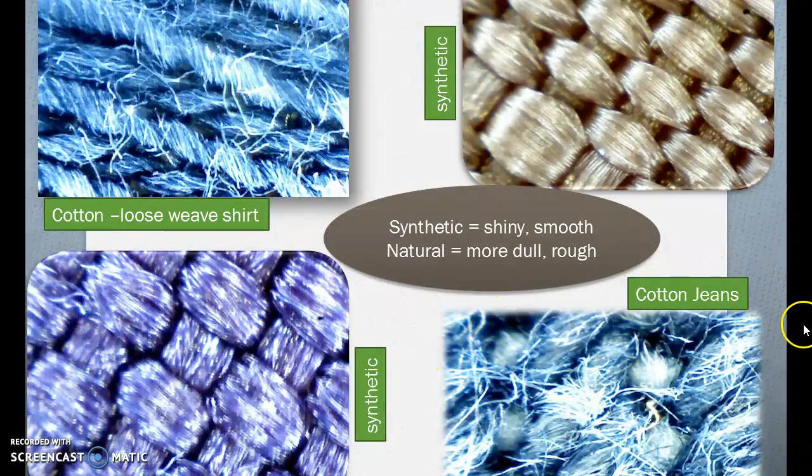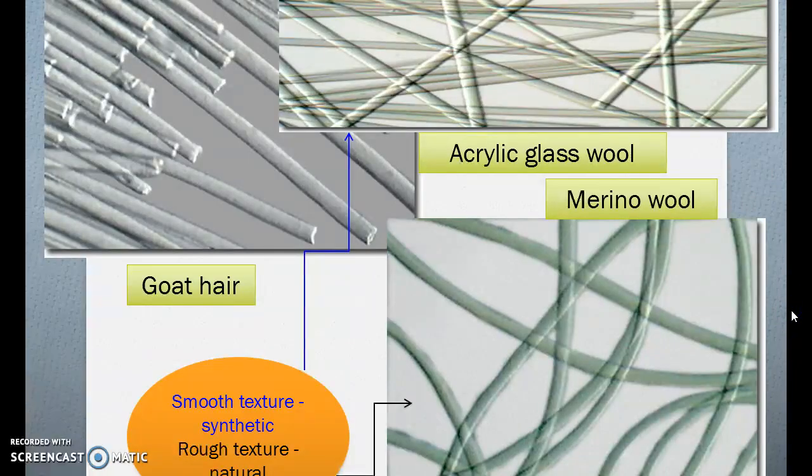And also note, please, that the synthetic fibers tend to be much smoother in texture. The way that they're woven gives them additional strength, and they're generally more shiny in their color, whereas natural fibers tend to be a little bit more dull, and those outer edges are much rougher in nature.